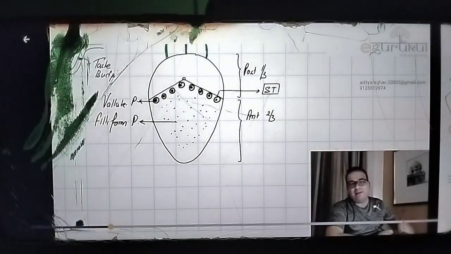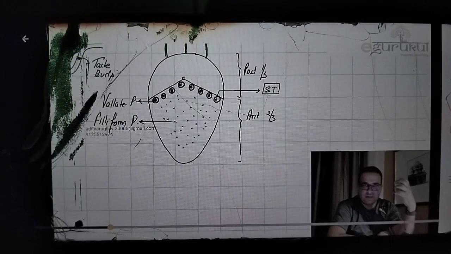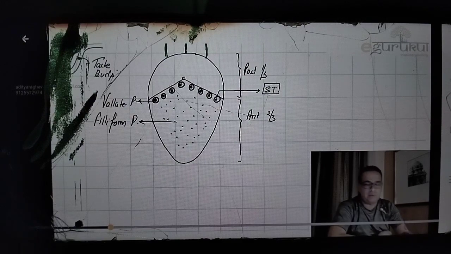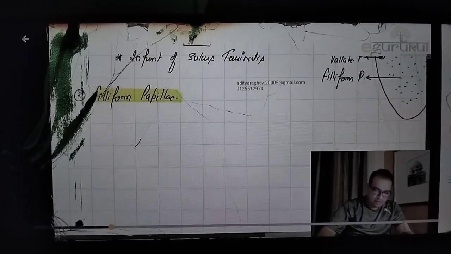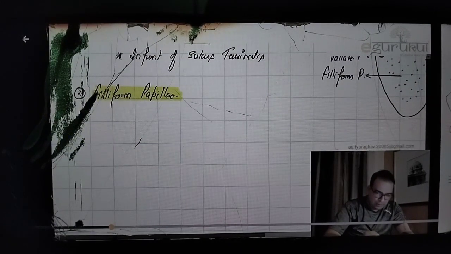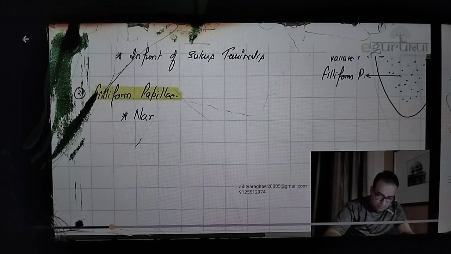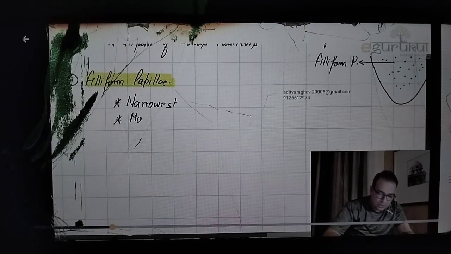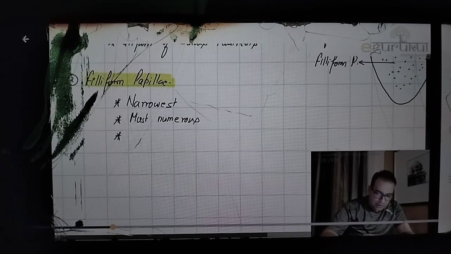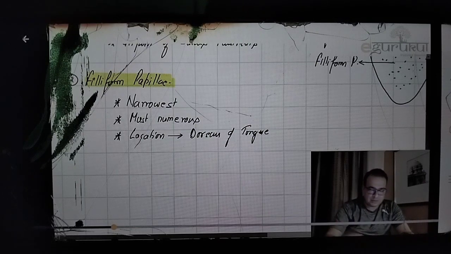जो टंग का जो velvet appearance होता है, we say the tongue looks velvety in appearance. That velvety appearance of the tongue is actually because of these filiform papillae. If I have to write a few points about it: first of all, out of all the papillae, these are the narrowest. Number 2, they are the most numerous papillae in the tongue. And number 3, their location: they are located on the dorsum of the tongue, spread on almost the entire dorsum of the tongue.